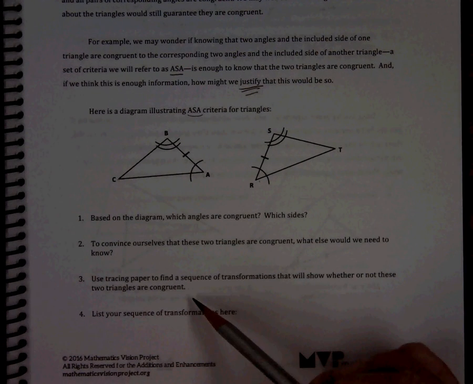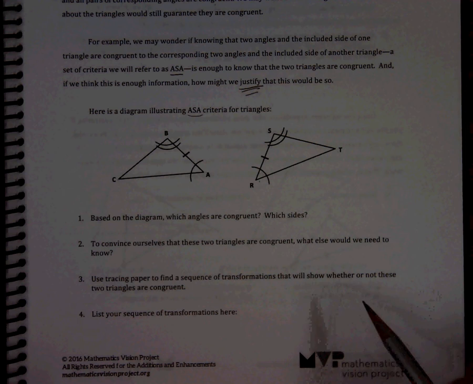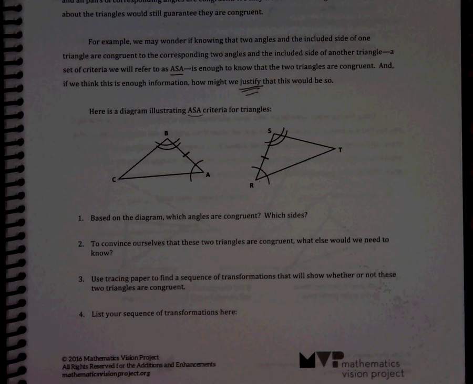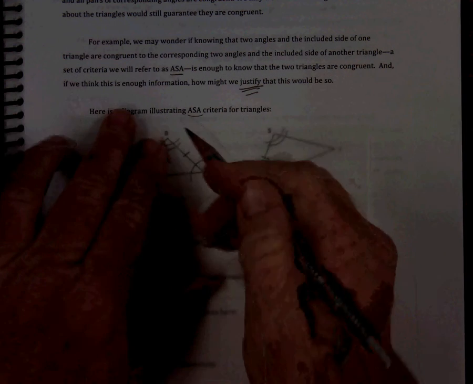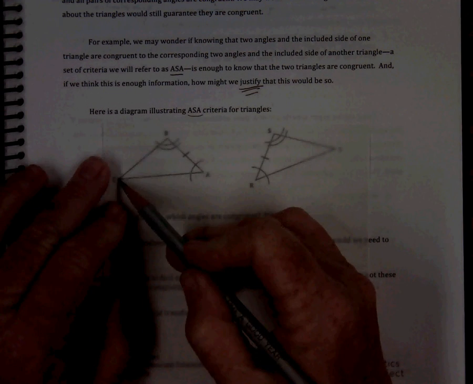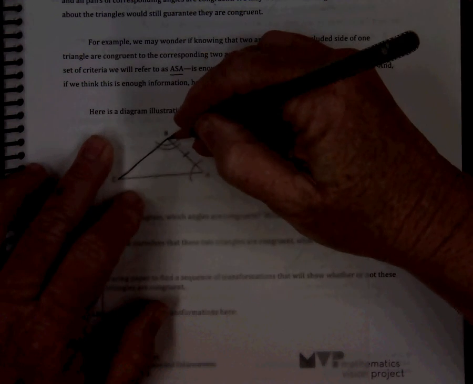Number 3. Use tracing paper to find a sequence of transformations that will show whether or not these two triangles are congruent. Okay, I don't want to waste tracing paper, so try to make it in the corner rather than right in the middle, because you do have all these other ones you're going to be doing.